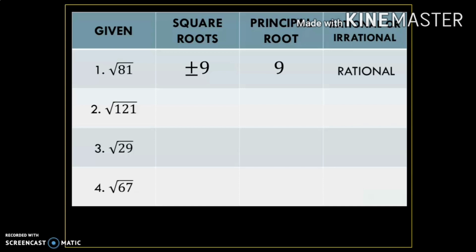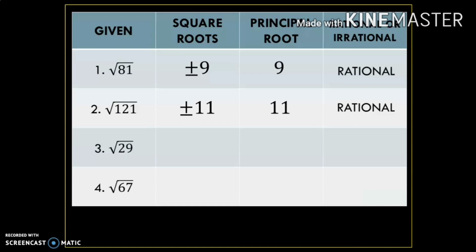Then number 2, square root of 121. So, ano yung dalawang number na kapag pinag-multiply mo, the answer is 121. So, the answer is positive, negative 11. So, laging tatandaan, dalawa ang ating square root kapag positive yung nasa loob ng square root, ha? And then, or the radical symbol. Next, principal root is positive 11. Then, since it is also a perfect square, that is rational.